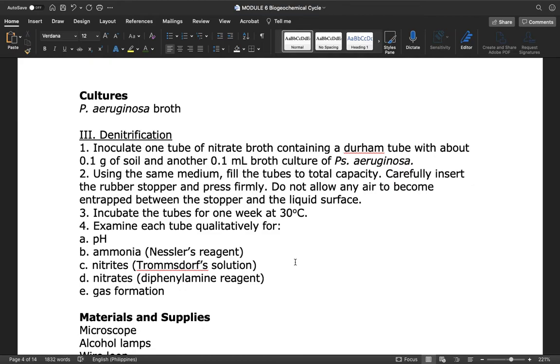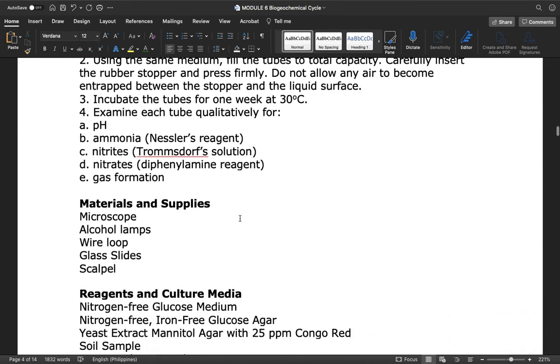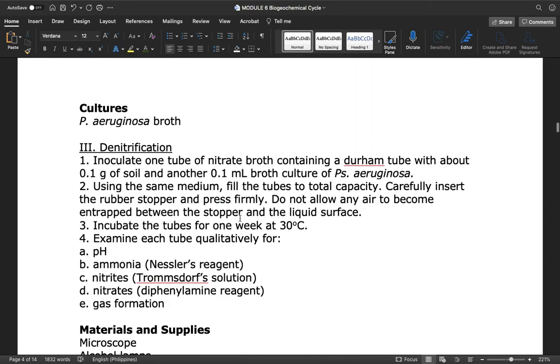So balik na siya ulit sa atmosphere. Now for the processes or for the protocol, let's take a look. We have one tube of nitrate broth with Durham. We will inoculate it with 0.1 gram of soil and another with 0.1 ml of Pseudomonas aeruginosa. And then we fit the tubes with the rubber stopper. We make sure that no gas enters.